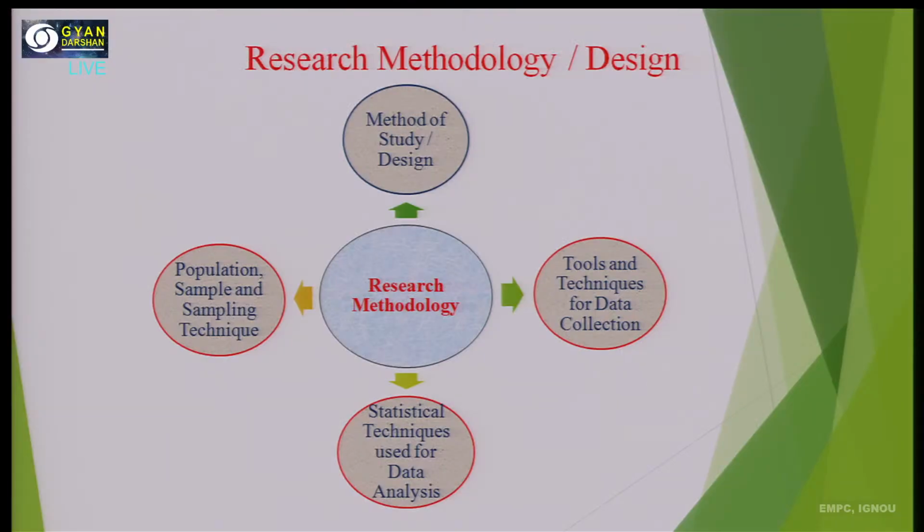The second important aspect that comes under research methodology is population, sample and sampling technique. Friends, for doing a research, if it is a survey type of research or an experimental research, you have to define the area and the population from where you will collect the data. What is the location of the subjects or the population from where you will collect data?